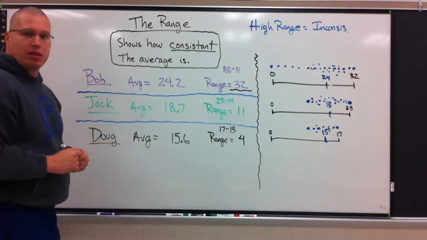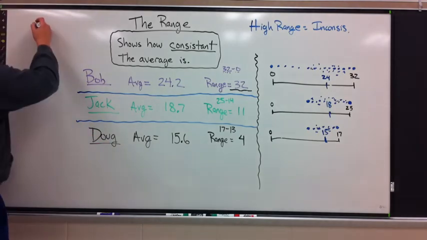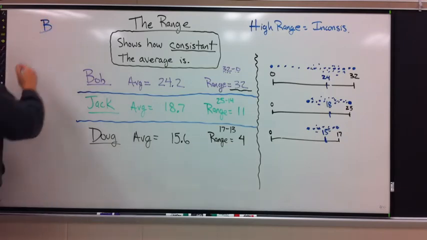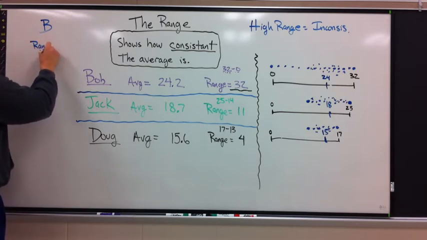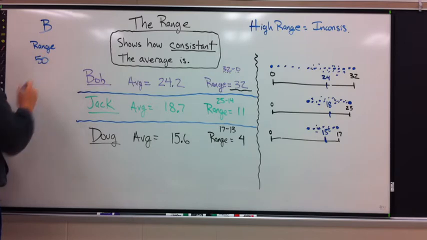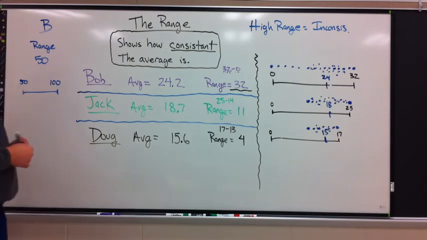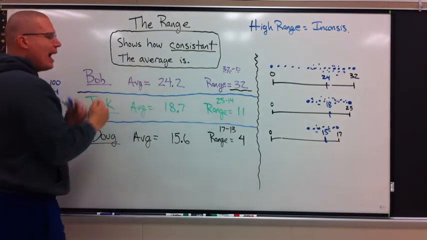Is the person consistent? Imagine test scores. Imagine your test average is a B. What if your range was 50? Is that good? A range of 50 points. Let's say the highest you got was a 100. If the range is 50, 100 minus something is 50. Oh, it'd be 50. So that means your lowest was 50. Is that very accurate to bounce back and forth between 50 and 100? That's what range does. Tells you how close the numbers are to the average.